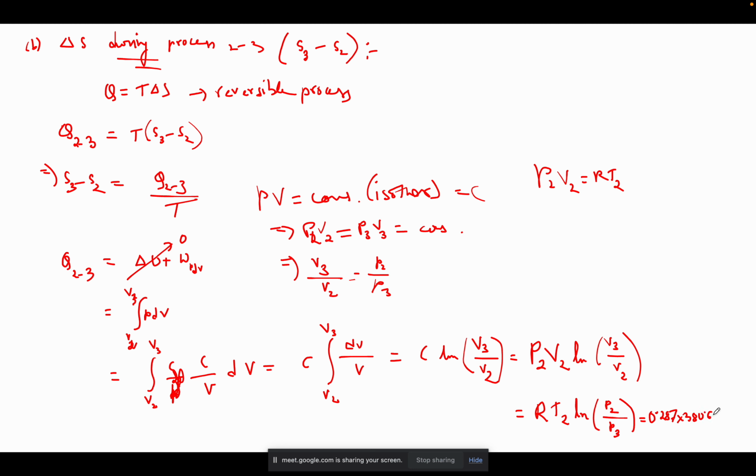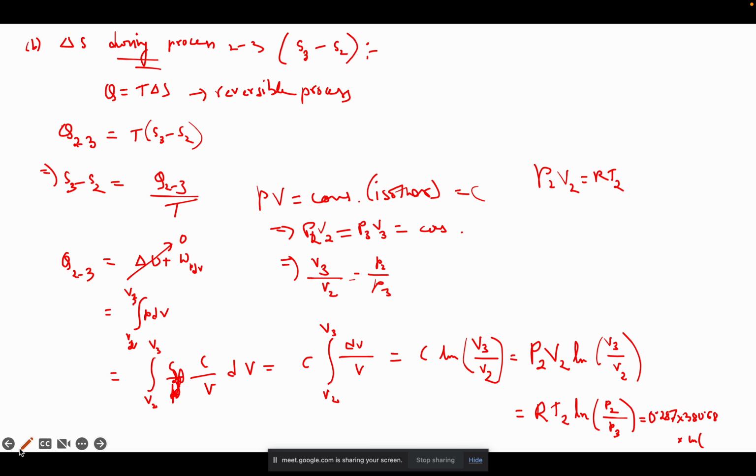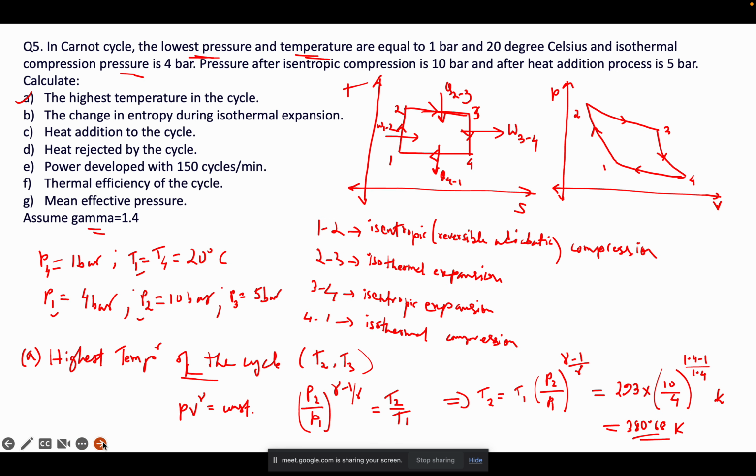380.68. Basically, this is your heat only, and into ln P3. What is your P3? 5. Sorry, P2. P2 is your 10. 10 by 5, that is ln 2.